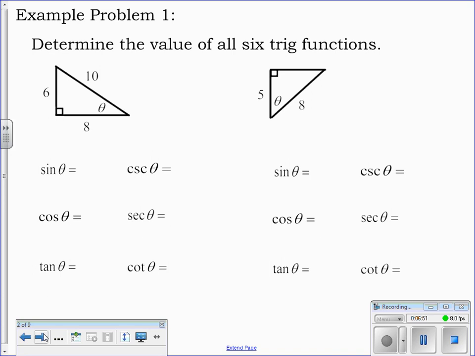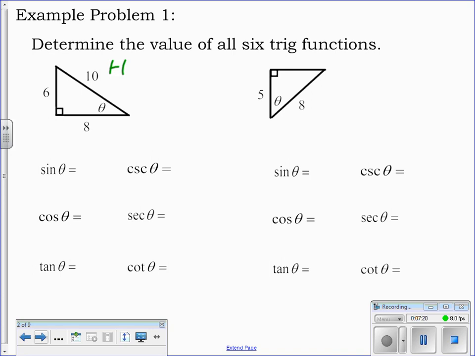Here we go. Determine the value of all 6 trig functions. So, given a triangle, write the ratios. Here's where students get screwed up. Which one's which? What angle are we talking about? What's opposite? What's adjacent? And so on and so forth. Well, the hypotenuse in a right triangle is always the side opposite the 90 degree angle. It is always the longest. This is my hypotenuse.